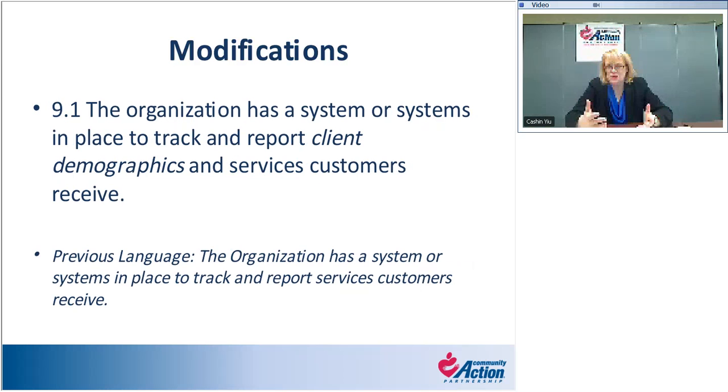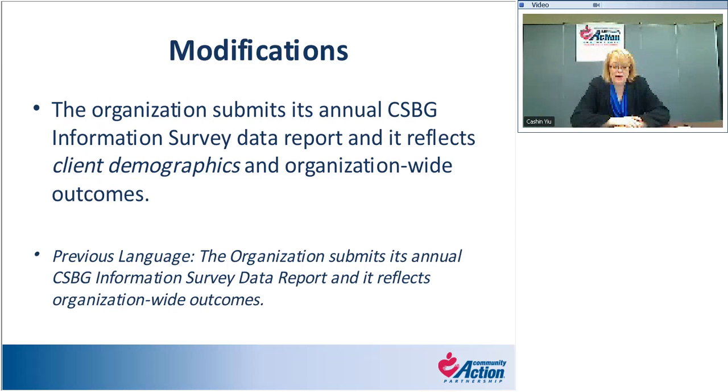But you're already doing this, right? You're having to report the demographics in your IS report every year. Again, a lot of these standards have an element of telling the story to the broader public about what we're doing as a network. This is just clarifying that you have systems in place to track the demographics. And if you go to the following slide, that you do submit your annual IS report, and it reflects both client demographics and organization-wide outcomes. The previous proposed version just had outcomes. We're adding the client demographics. You're doing this already. This adds the element of telling the broader story to policymakers and others that we're also reporting our client demographic information.